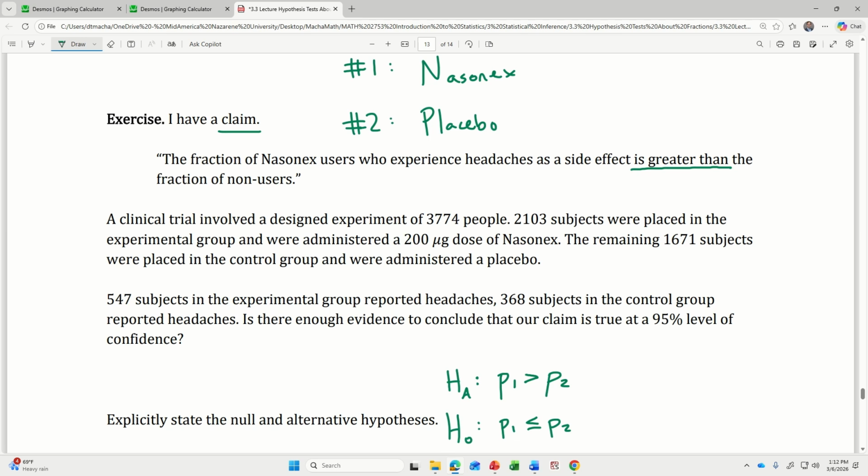So this is an example of a safety trial, right? And you're right, it is backwards from effectiveness. If the purpose of Nasonex was to reduce headaches, then this would be a less than claim. But since the headaches are a side effect of taking the Nasonex, now it's a greater than question. That's a good point.